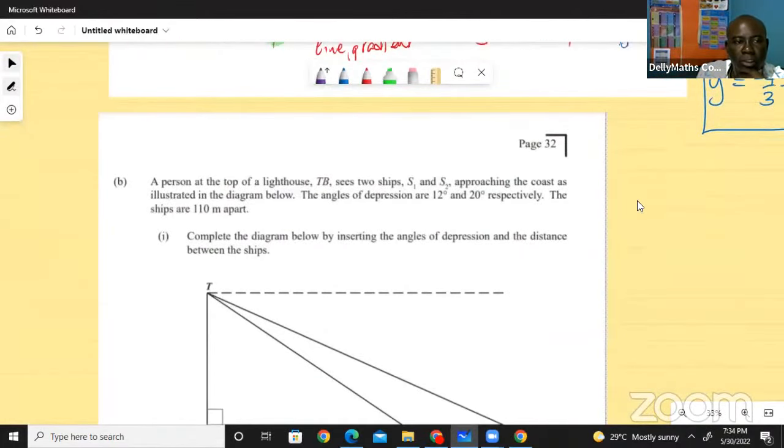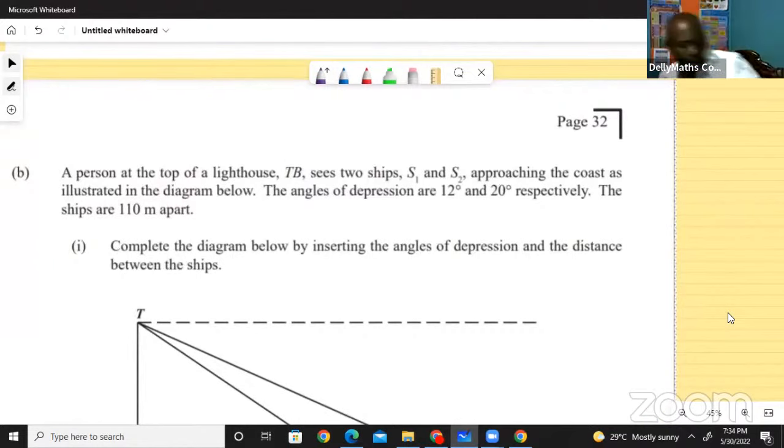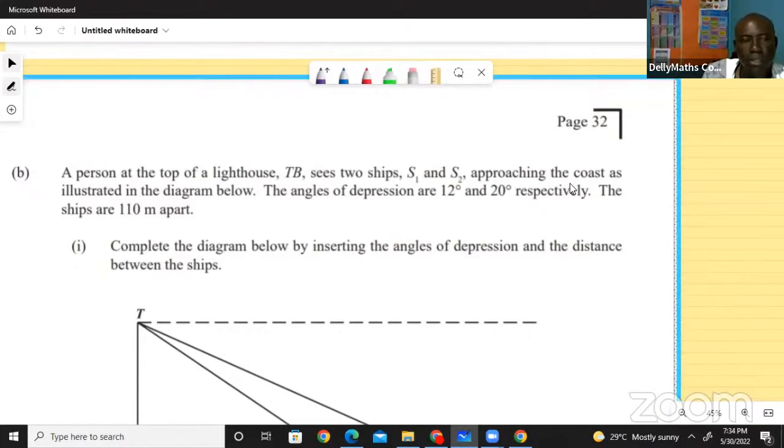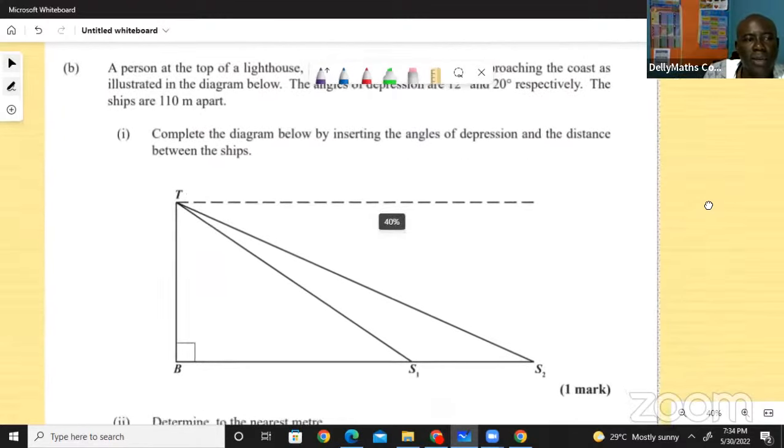All right, so we're in some trigonometry now. We're moving all over the paper, trying to go through various things that we know will show up. Trigonometry is one of those things that comes up a lot. So let us look at this diagram. It is one of those angle of depression problems that we have here.